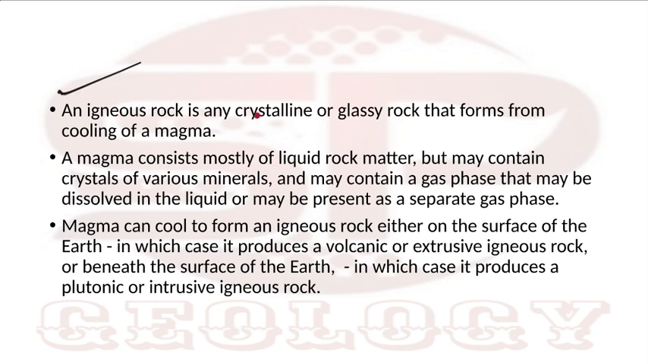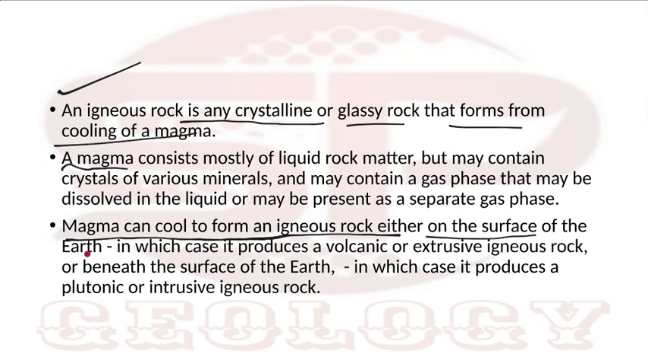An igneous rock is any crystalline or glassy rock that forms from the cooling of a magma. Magma is formed by the partial melting of a lithospheric plate or mantle material. Magma can cool to form igneous rock either on the surface or below the surface.